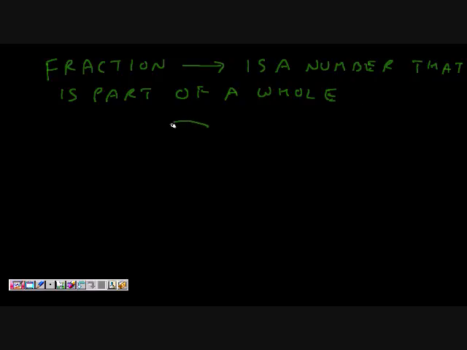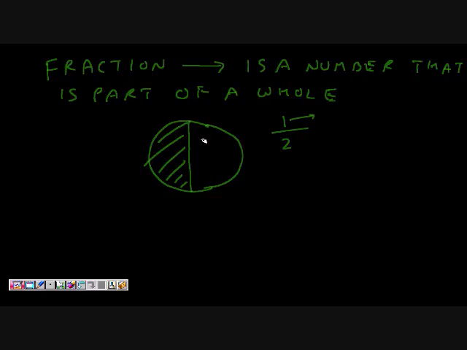Suppose you're given a pizza like this. Let's say this is a pizza circle, and it is divided into two parts. So this is one part, the shaded part, and the non-shaded part is the other part. So the shaded part is one of two, one part of the two parts that you divided. The top number is called the numerator, and the bottom number is called the denominator.